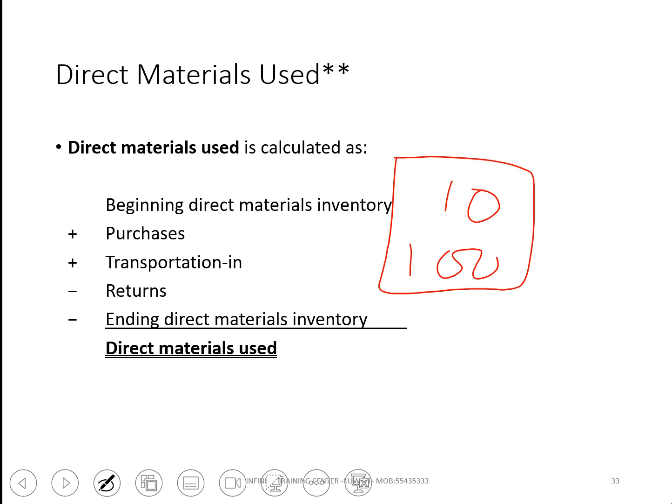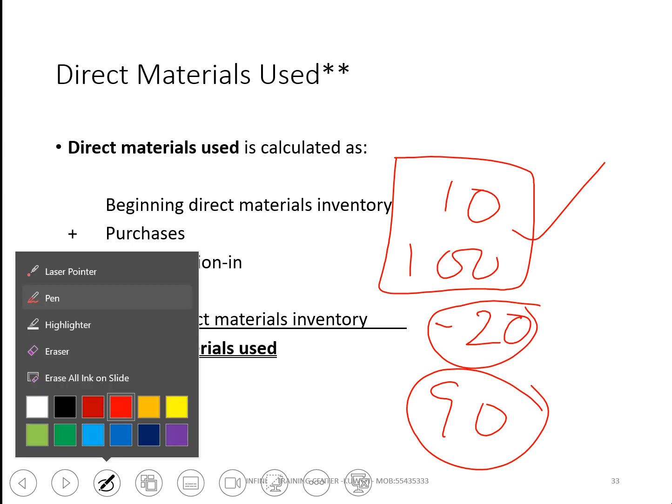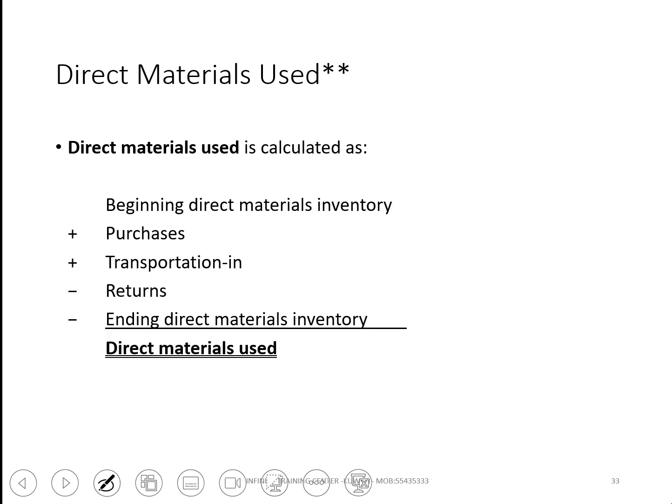Now I want to know how much I used. So I will go and check how much I have in the ending inventory. I have 20. So 110 I have and 20 is still there. That means I used 90 units. This is how you calculate how much material we used: beginning inventory plus purchases minus closing inventory. And you have to adjust the purchases for transportation in and returns and all. This way you will get direct material used.